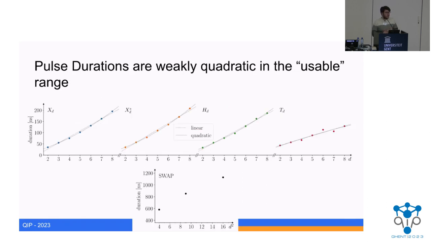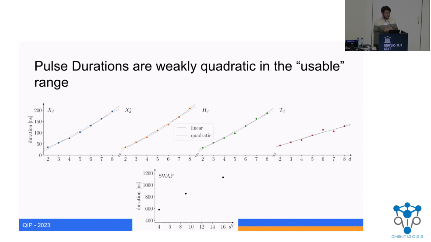So with this technique, though, we were better able to study the empirical and practical scaling of different operations on realistic hardware as the dimension of the qubit increases, to better understand what constitutes the practical usable range of these high-dimensional objects. As we can see, for up to dimension 8 on the x-axis, we have a weakly quadratic scaling in pulse duration.